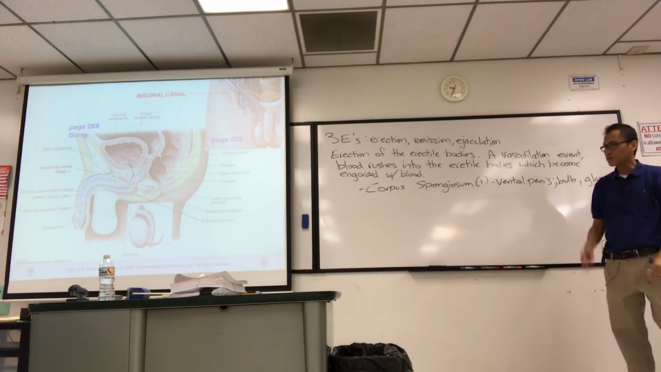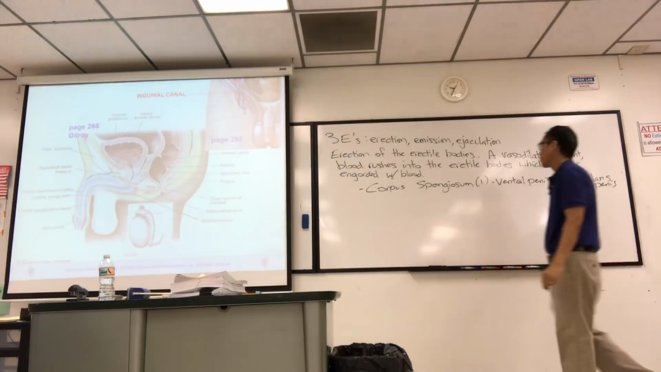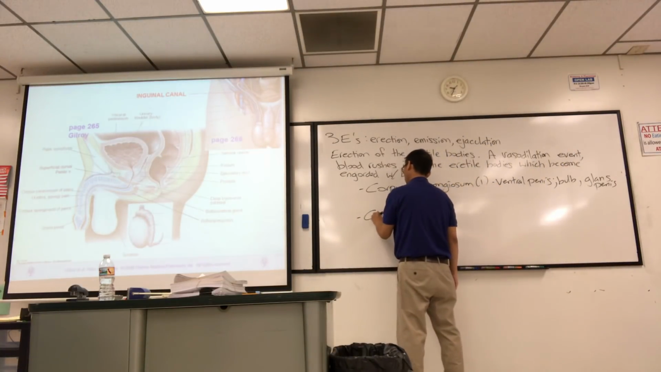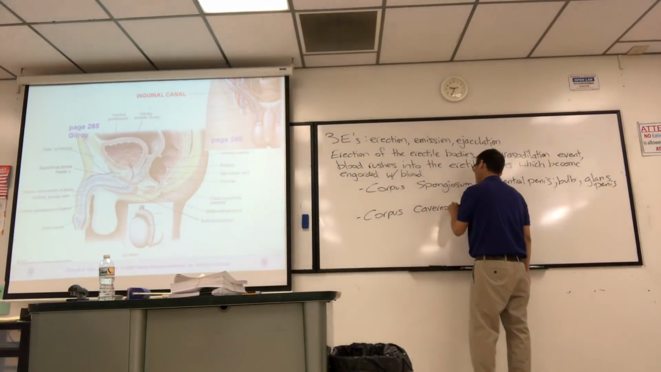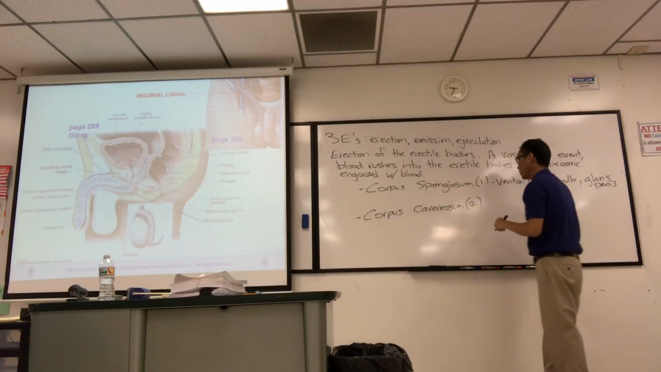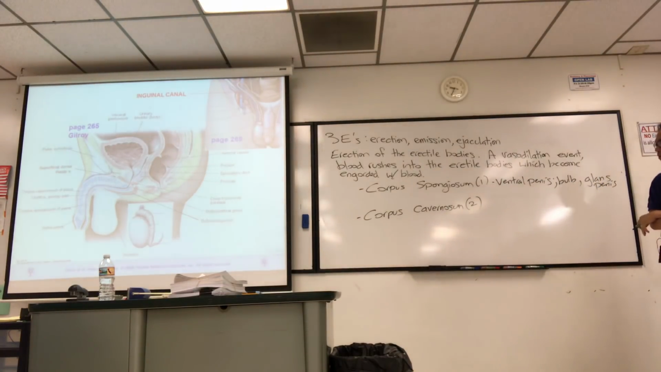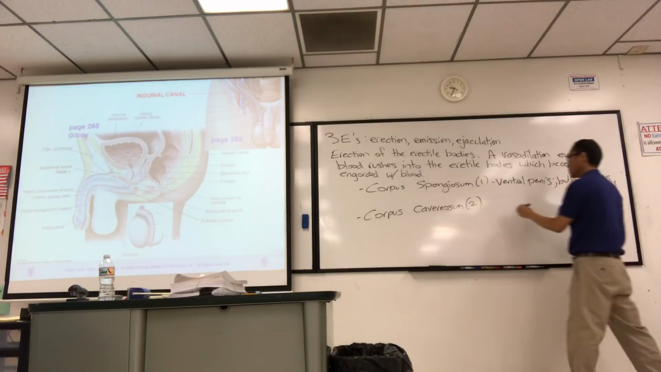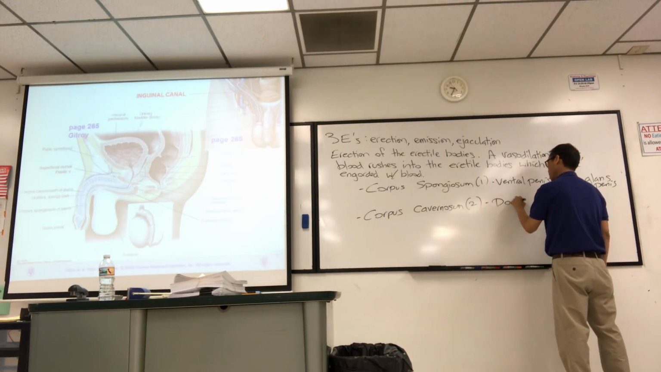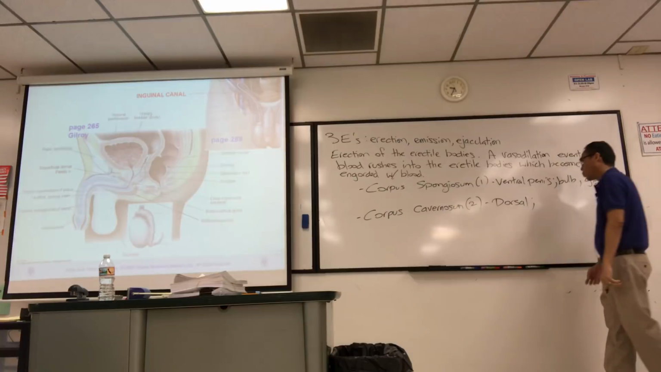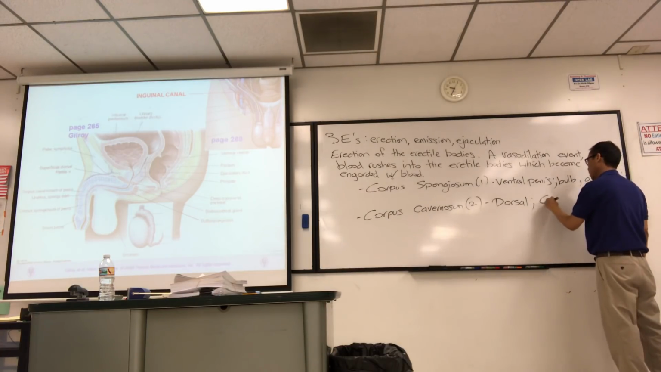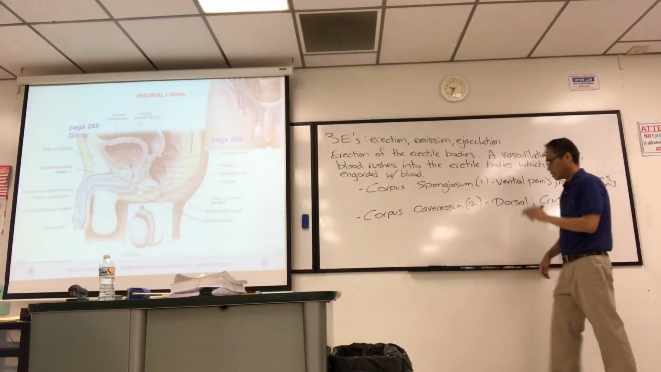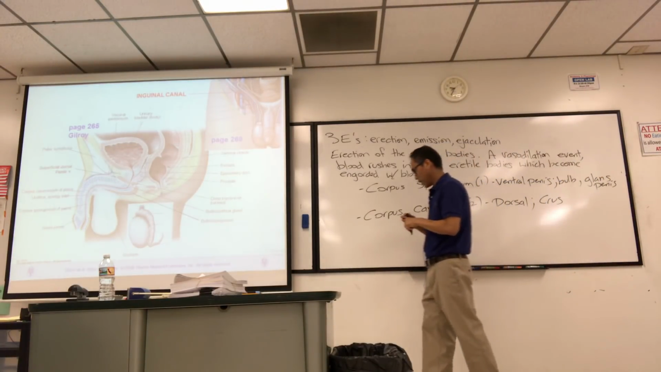The other erectile body, and there's two of them, is the corpus cavernosum. This pair of erectile bodies are dorsal, so they form the dorsal penis. At the root, attached to the pelvis, they diverge and form two legs called the crus of penis. So I'll just put crus. C-R-U-S means legs. The legs of the penis.